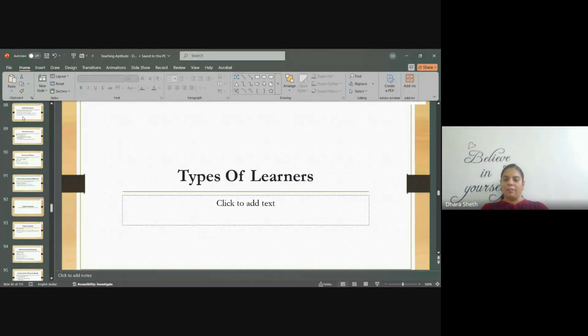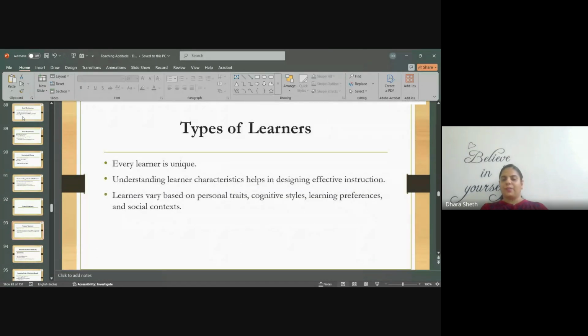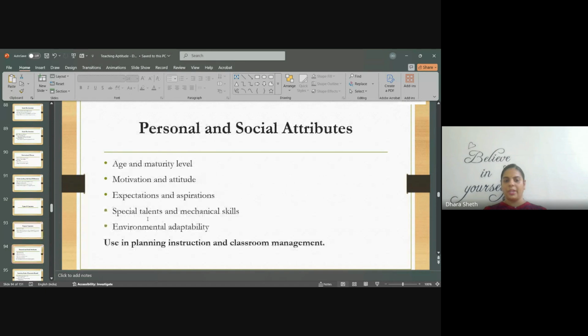What are the different kinds of learners? Now, several classifications of learners are there based on different things like personal traits, cognitive styles, learning preferences. So I've tried to include all the classifications. Of these classifications, only one or two of them are given by scientists. Most of them are based on understanding. So you don't need to memorize it, but just understand it.